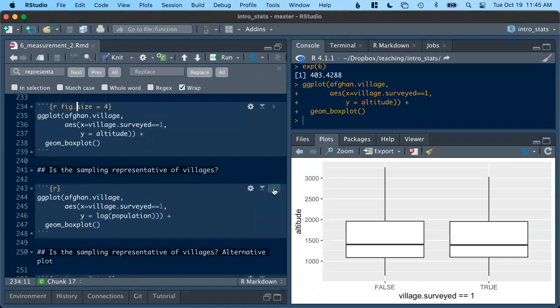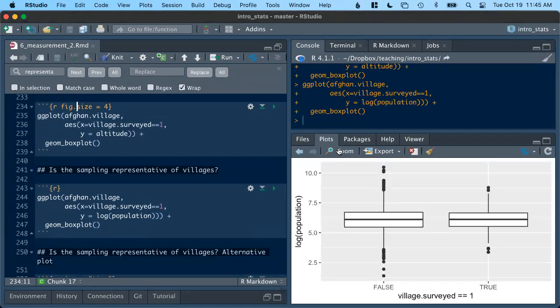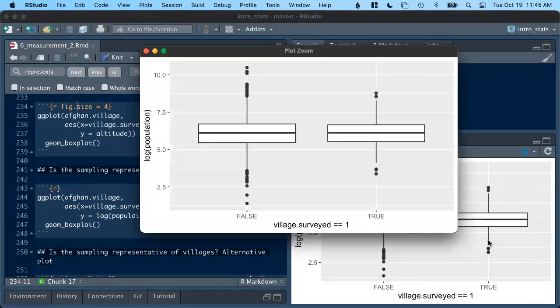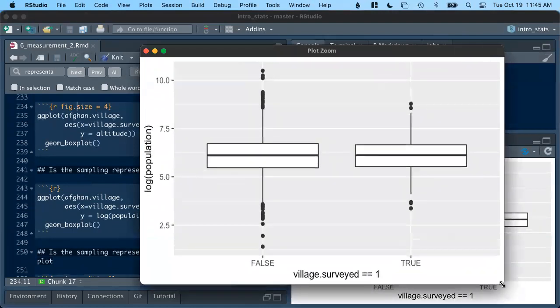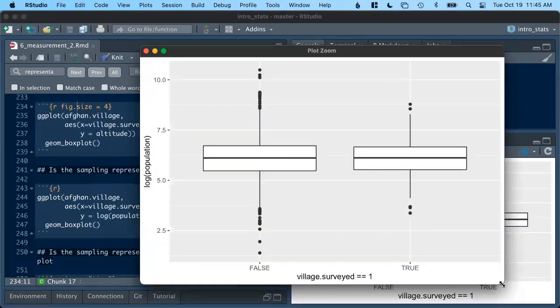Okay, sampling representative villages by population. Let's look at that. So this is the same plot, but now we have population on the Y instead of altitude. And I've done it as a logarithm just to smooth out those distributions a little bit. Otherwise, it'd be a little difficult to look at because these boxes would just be at the bottom and we wouldn't really be able to see anything.